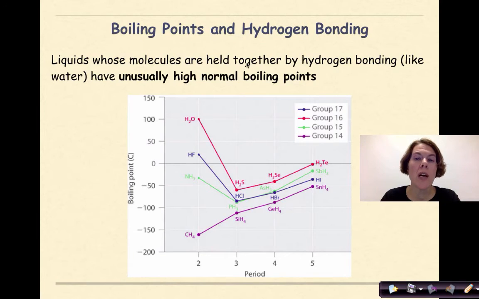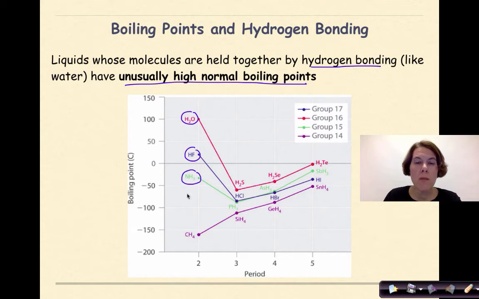Liquids whose molecules are held together by hydrogen bonding, like water, have unusually high normal boiling points. And we can see this by looking at this chart. Compounds that are involved in hydrogen bonding are things like water, hydrogen fluoride, and ammonia. These 3 molecules, compared to the other molecules, have extremely high boiling points.